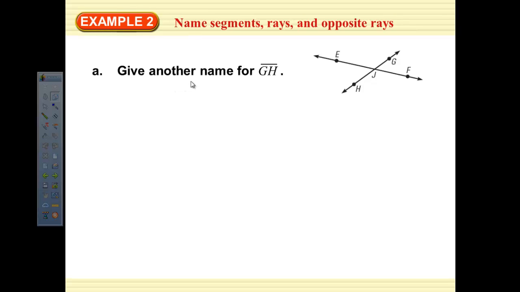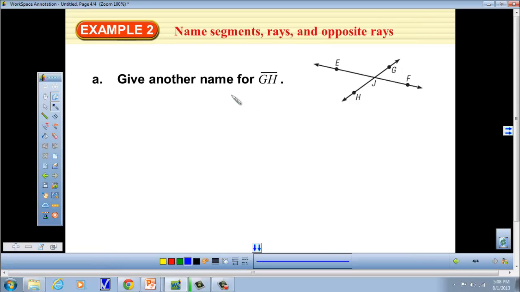For this second example, we're going to use the picture that's shown off to the right here. And we have segment GH. Remember, G and H represent the endpoints of this segment. So if we want to give it another name, the only other name that we can give it is segment HG. So there's the first part of this example.